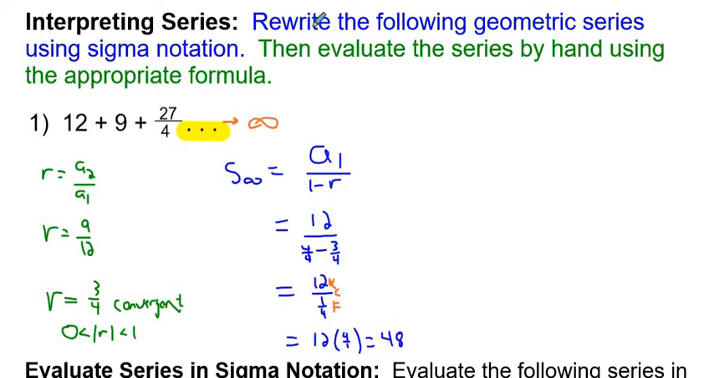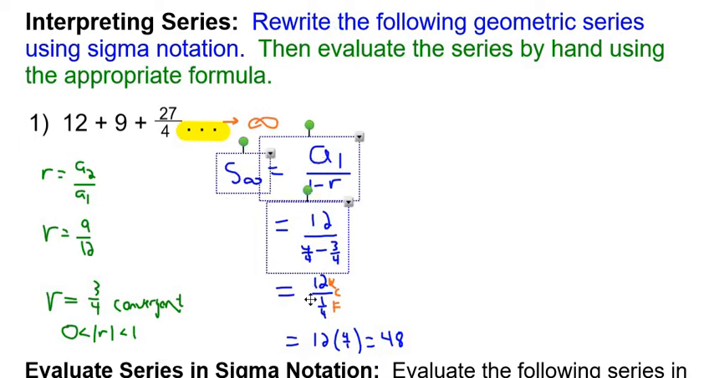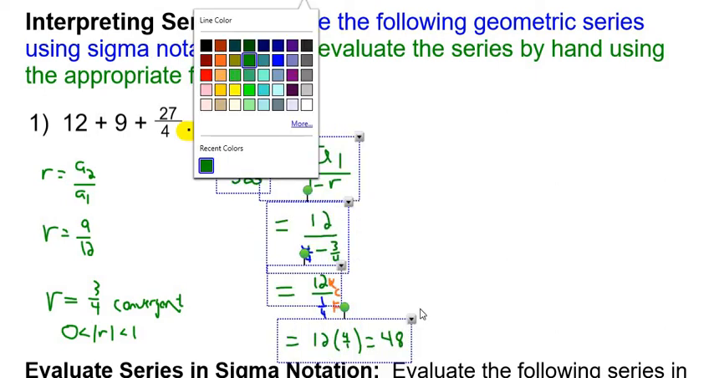Okay, so I went ahead and evaluated it to show you how that formula works. But it did ask me to write that in sigma notation. So I'll change the color on that to match that font. That was the second part there.